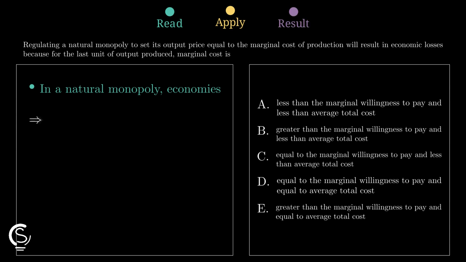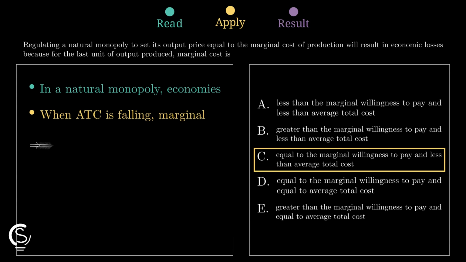If regulators set price equal to marginal cost, it falls below average cost. This gap creates an economic loss for the monopoly.